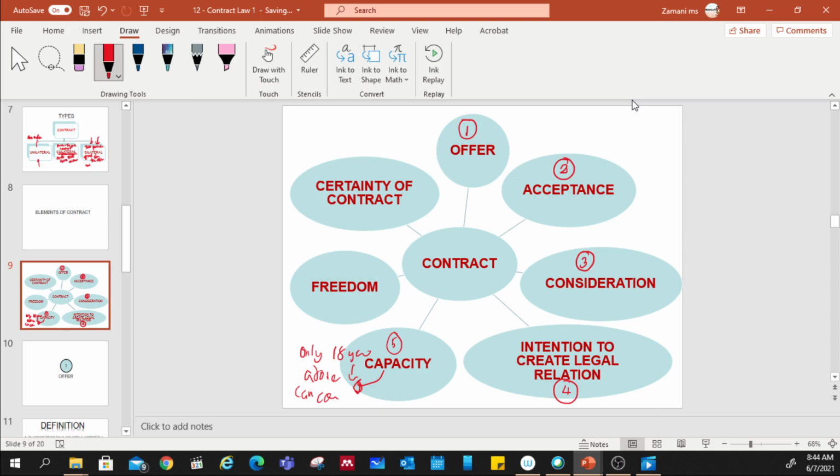Then you have the freedom of the contract. The last one is certainty of the contract, which is about how long it will take. There will be an output from that, and a timeline for the contract to be completed and so on. So there are seven of them, and you must know that all these are elements of the contract.